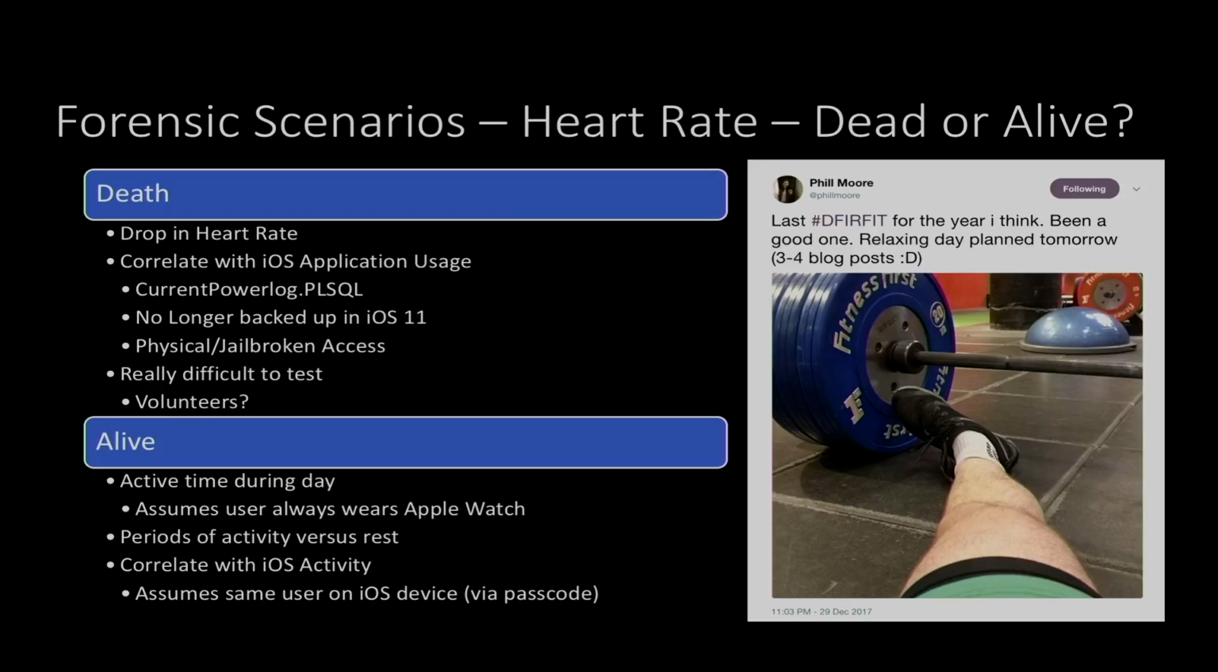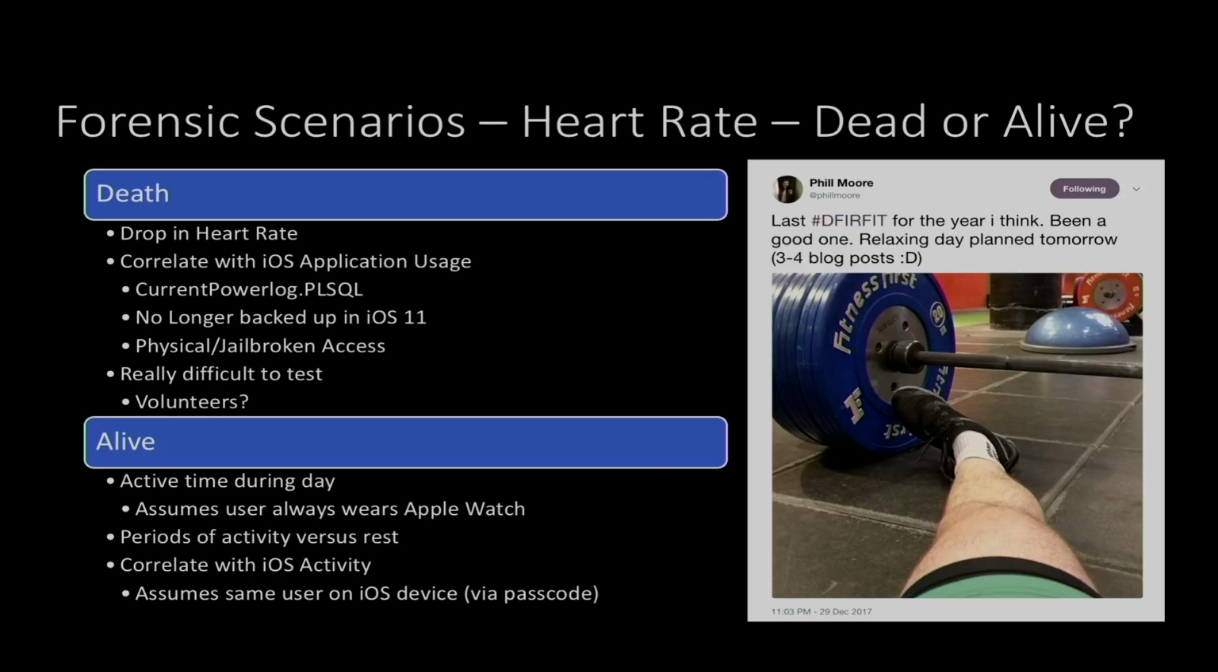So another scenario. A couple things that we wanted to try, again, focusing on heart rate. You get a lot of data out of heart rate. So we had this scenario, again, we go dark. What happens when somebody dies when they have their heart rate monitor or Apple Watch on? Does it just drop as far as the heart rate goes?